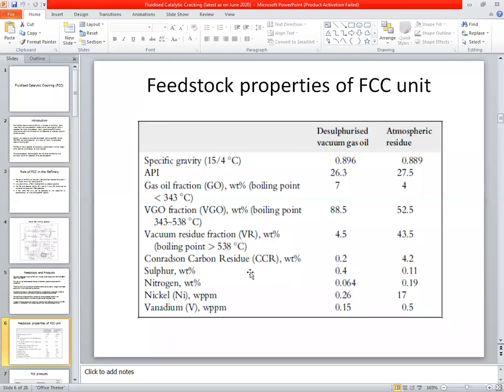Here is one property you might not know what it stands for. That is Conradson carbon residue. Class, please note down that abbreviation. That is CCR, Conradson carbon residue, CCR. Actually, this is one kind of laboratory test by which we can determine the coke forming tendency of any oil.